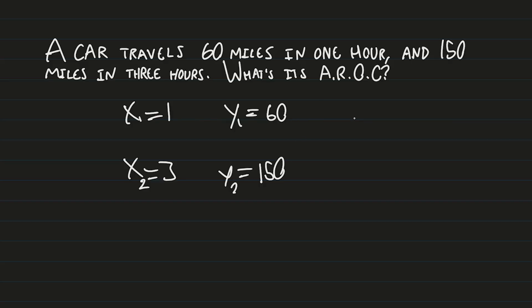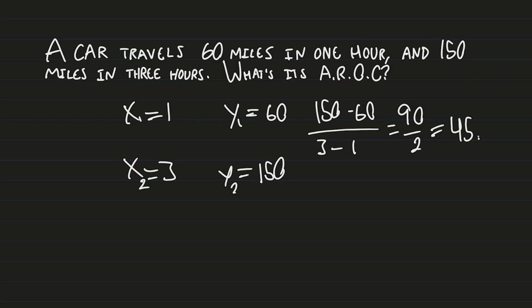Let's just use this to find the average rate of change. Now that we have our variables laid out, let's just do the formula to find average rate of change. So you have y2 minus y1 over x2 minus x1. That gives us 90 over 2, which gives us 45 miles per hour. Now remember, this is not saying that the person drove 45 miles per hour the whole trip, but it's saying on average that person did drive 45 miles per hour.